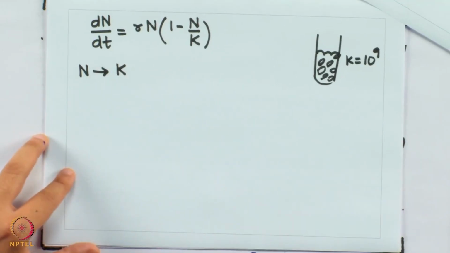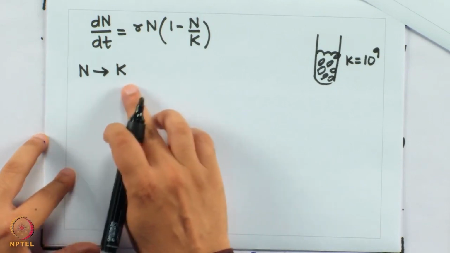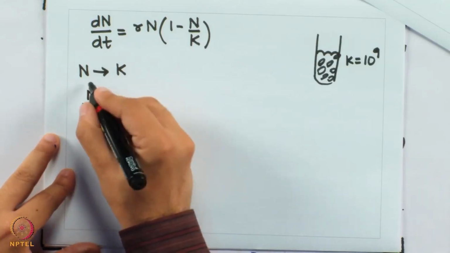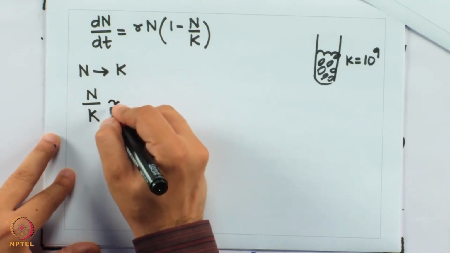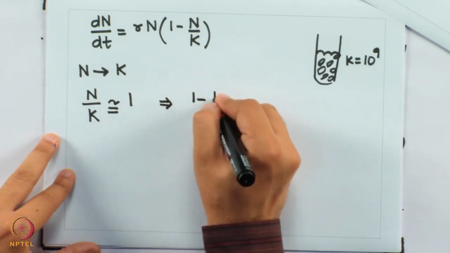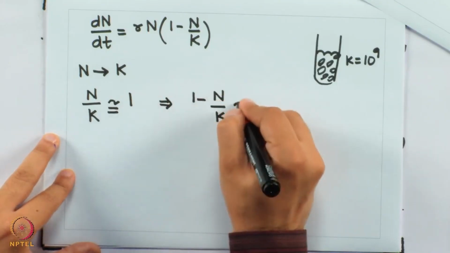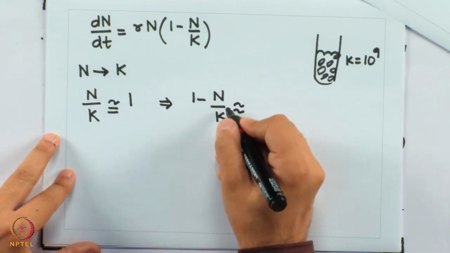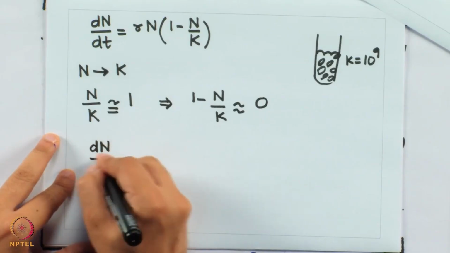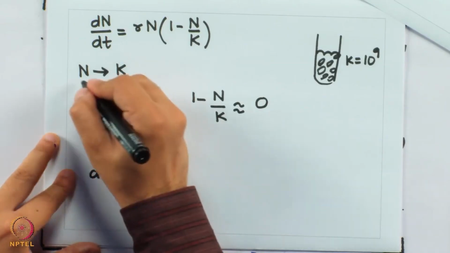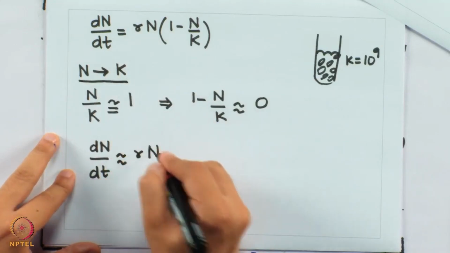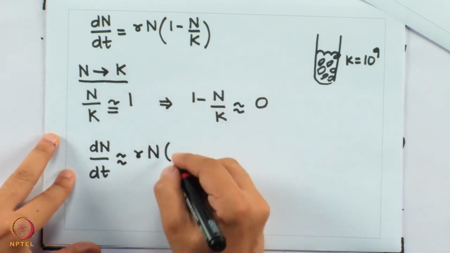So how do we understand this? When we plug N approaching K into this factor, we have N by K. Because N is very close to K, N by K is approximately equal to 1, which implies that 1 minus N by K is approximately equal to 1 minus approximately 1, which is 0, which means dN by dt in this regime can be approximated as R times N times this factor, which is now approaching 0.